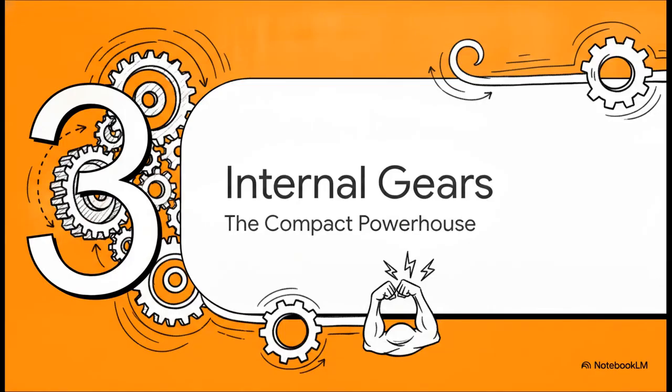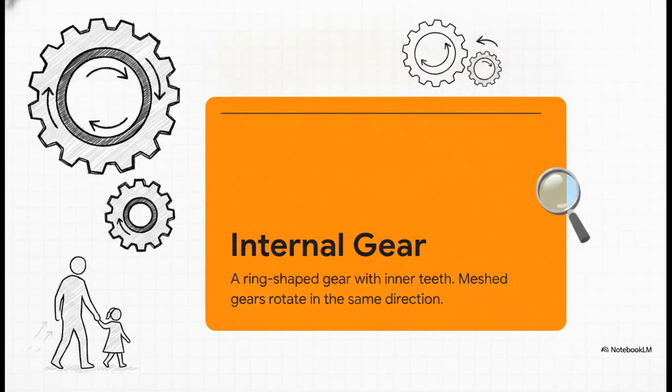All right, let's bring in the challenger in Section 3, Internal Gears Explained. Unlike the solid disc of an external gear, an internal gear, which you'll often hear called a ring gear, is actually shaped like a hollow ring. The outside is totally smooth, and the teeth are cut straight into the inside surface. Now, when a smaller external gear, known as a pinion, meshes inside this ring, something really unique happens.